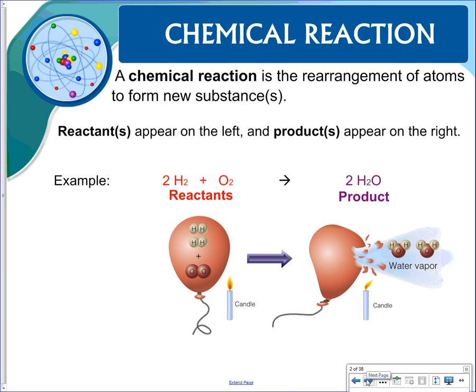A chemical reaction is the rearrangement of atoms to form new substances. Reactants always appear on the left and products are always on the right. In our example here, we have something called the synthesis of water. We've got hydrogen gas reacting with oxygen gas to produce water.